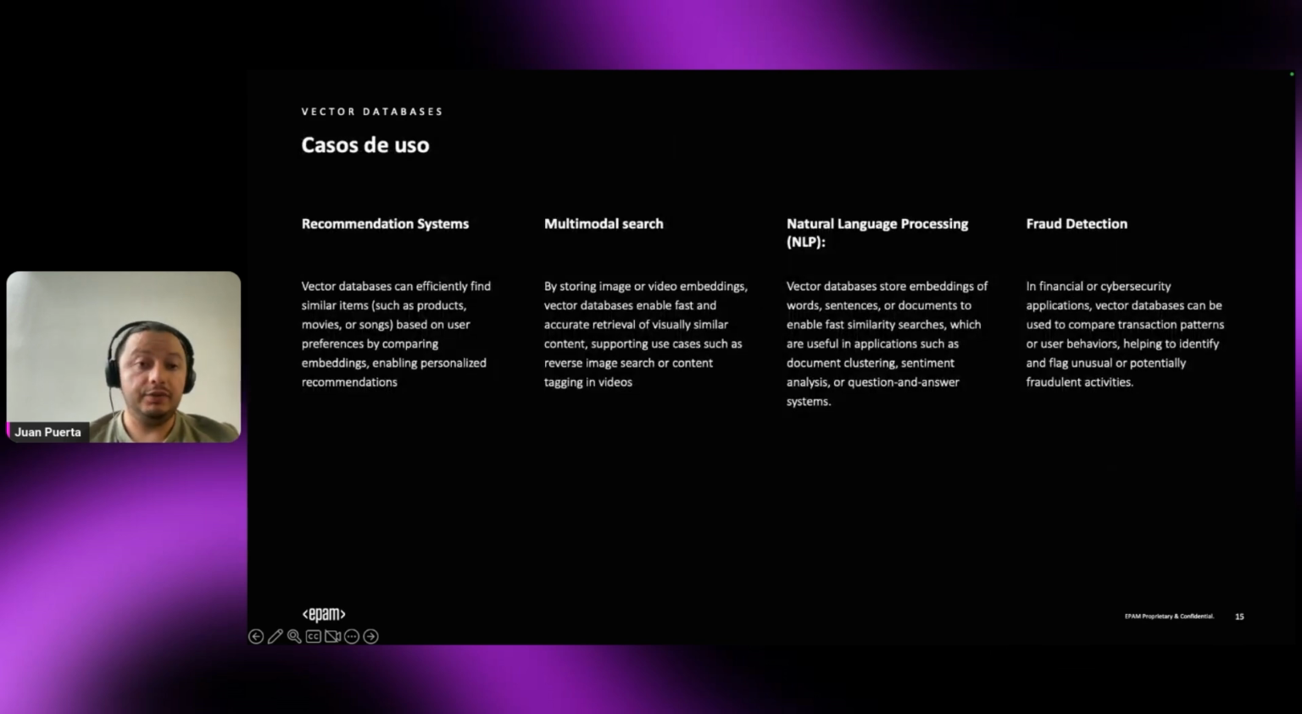Some use cases for vector databases: you can create recommendation systems, since they are efficient at finding similar items. So imagine a scenario like products or movies, where you can compare with the user preference.